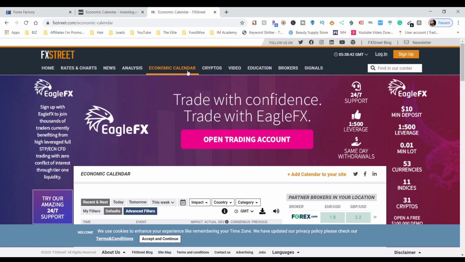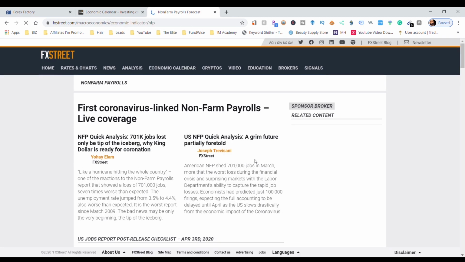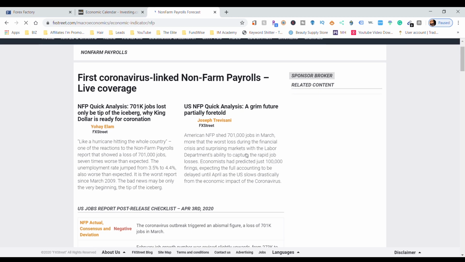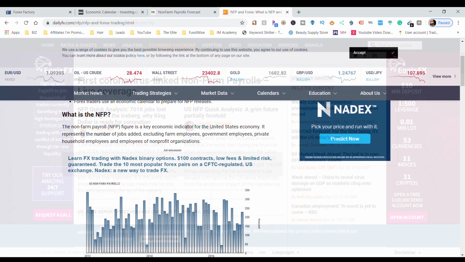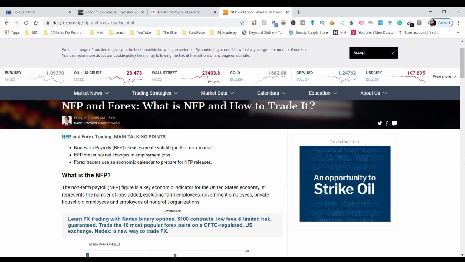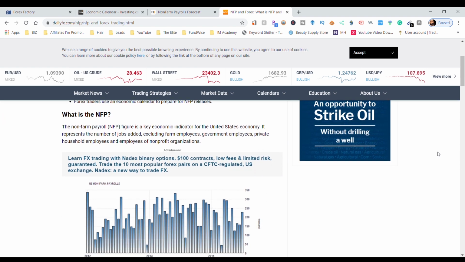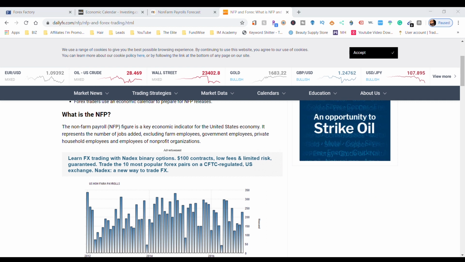Now, non-farm payroll, you can click on that. NFP is also known as non-farm payroll. The NFP data is going to come out on the first Friday of each month at 8:30 a.m. for the United States economy. It represents the number of jobs added, including farm employees, government employees, private household employees, and employees of nonprofit organizations.